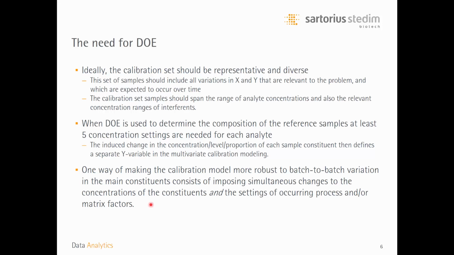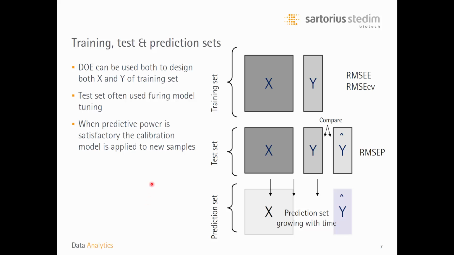Another perspective in which DOE can also come into play is when there is a need to make the calibration model more robust to, for instance, batch-to-batch variation in the main constituents. And here you can also impose such simultaneous changes to the concentrations of the constituents and the settings of occurring process and mixture factors using DOE protocols. So when you are using DOE, you should be aware that you can use DOE to influence the composition both of the X block and the Y block for the training set.